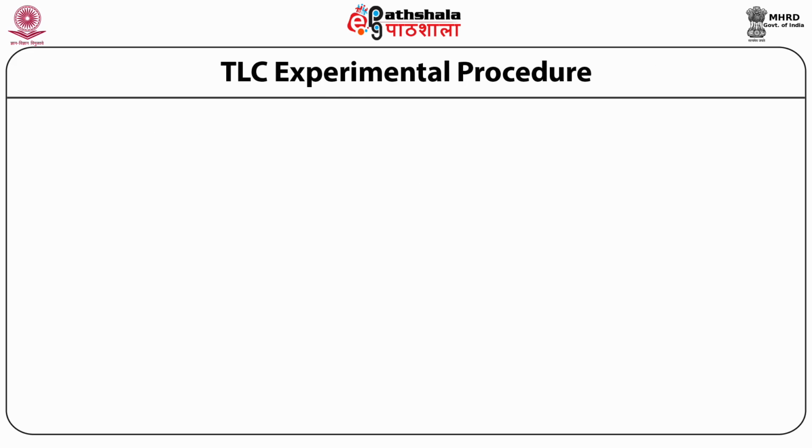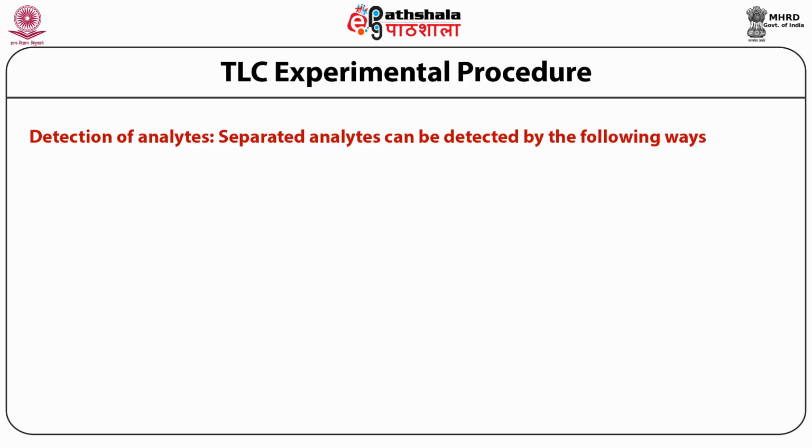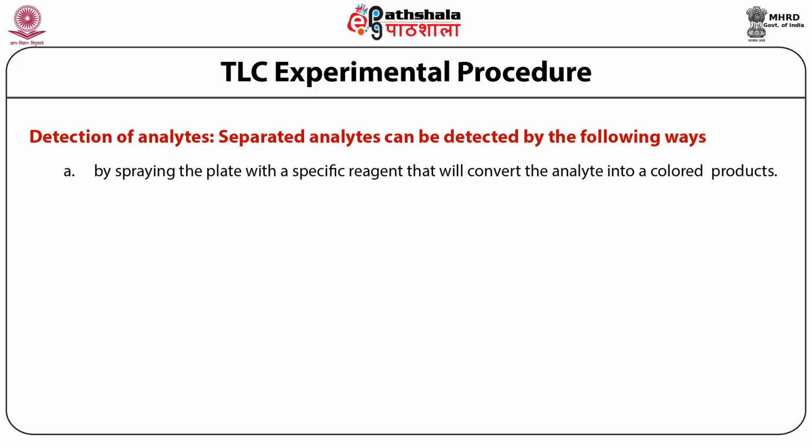So once the separation of the lipids has taken place on the TLC plate and you remove the plate from the glass chamber, you can detect the analytes in the ways that are listed here. There are different ways by which you can do it. You can spray the plate with a specific reagent that will convert the analyte into a colored product that is visible to the naked eye. So normally what you do is you will take the plate and place it in a chamber that has iodine vapors.